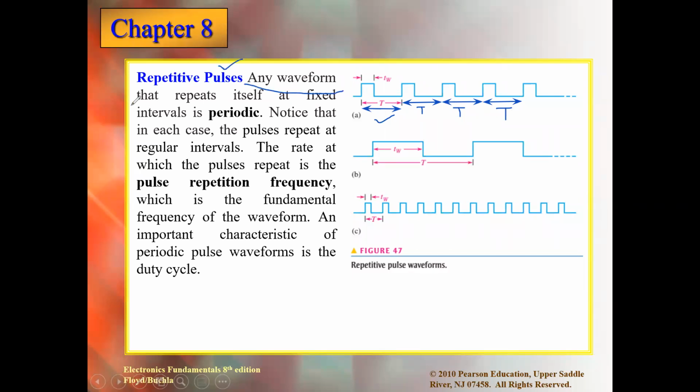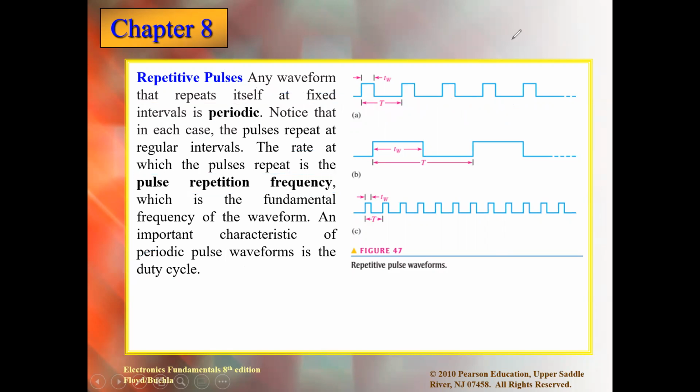Any waveform that repeats itself at a fixed interval is called periodic. What do we call that interval? Time period. Notice that in each case, the pulse repeats at a regular interval, and that regular interval is called the time period. The rate at which the pulse repeats is called the pulse repetition frequency, which is the fundamental frequency of the waveform. An important characteristic of the periodic pulse waveform is the duty cycle. We'll discuss what is duty cycle.